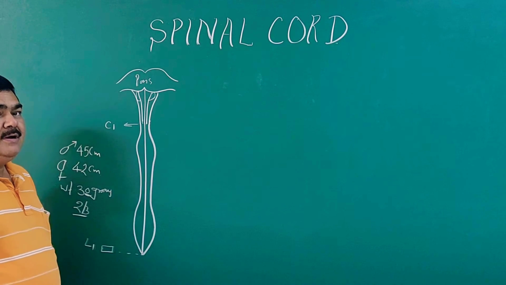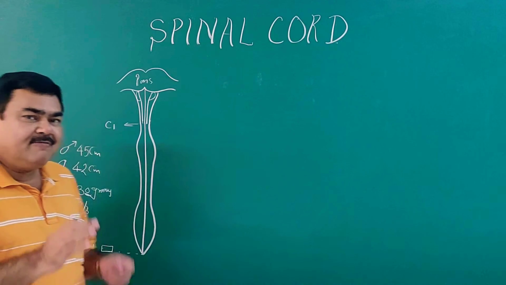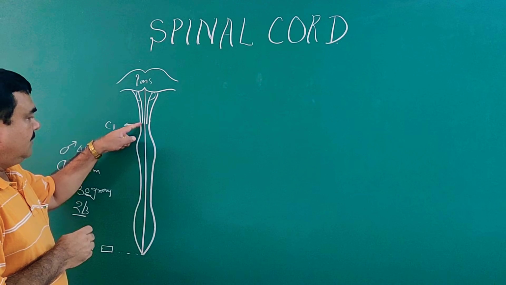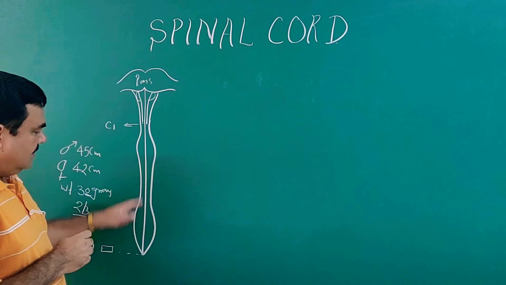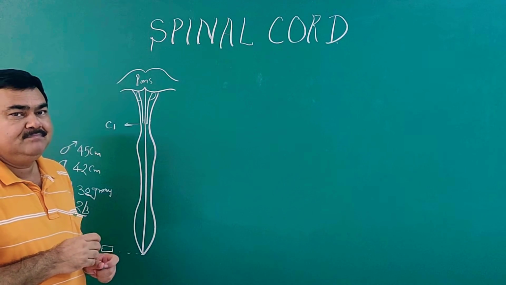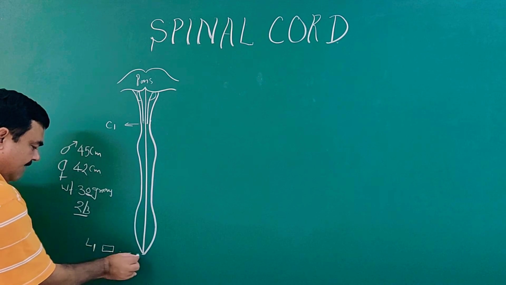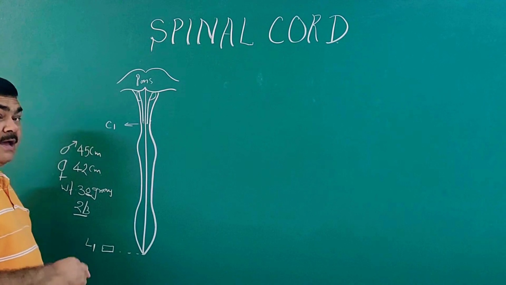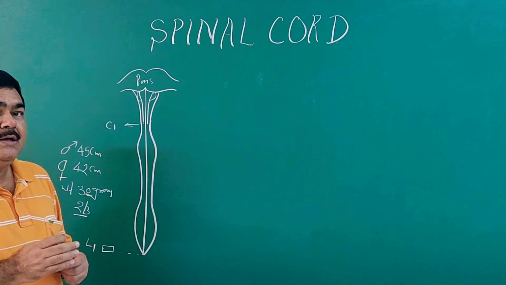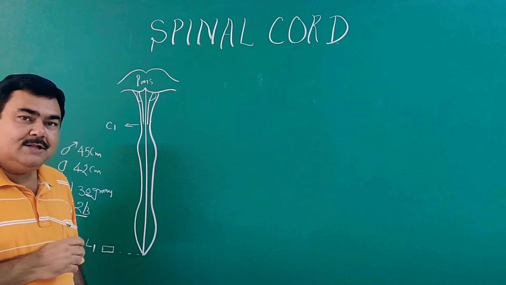This is in the case of an adult. At the time of birth, the spinal cord extends up to the L3 vertebra. In adults, it lies at the level of the L1 vertebra, and in the case of infants and children, it lies at the level of the L3 vertebra.